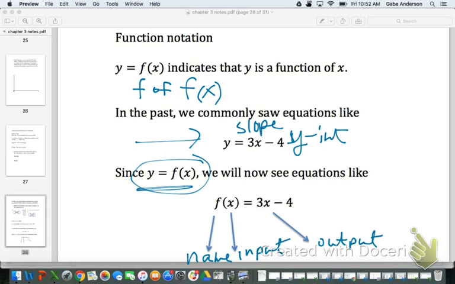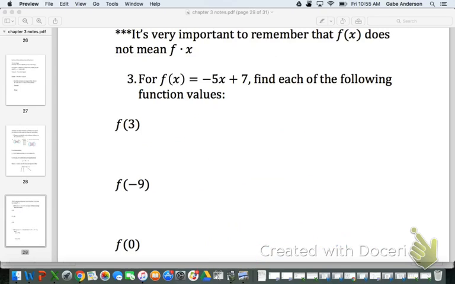Okay, so we're going to work with these functions here. I'm going to do one or two of them with you, and we'll see if you guys can handle the rest. It's wrong to think that f(x) really means f times x. It's not at all what it means. It simply means that x is the input, and the name of the function is f. It is definitely not f times x. It's just not what it means.